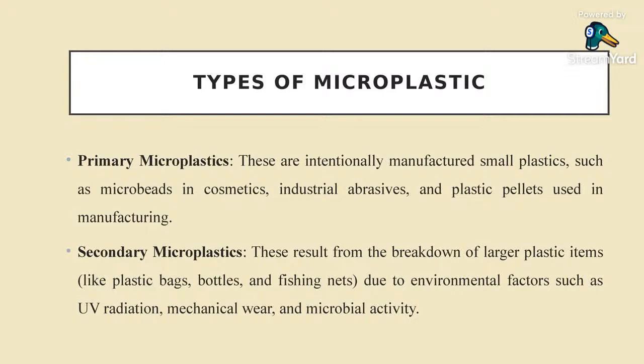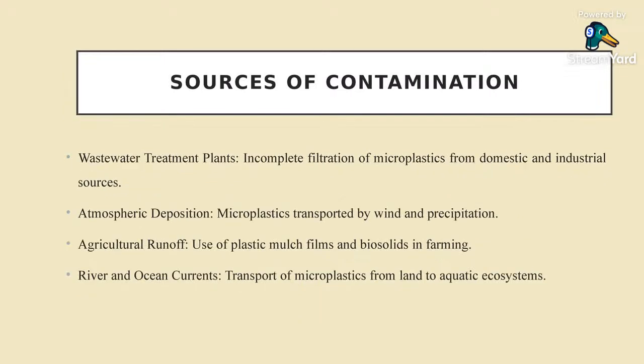The secondary microplastics result from the breakdown of larger plastic items like plastic bags, bottles, and fishing nets, which we already know take a lot of time to degrade, and generally we say that it is non-biodegradable. So if it persists in the environment for a longer time, then absolutely it is going to impact biodiversity in various ways. Now next, the sources of contamination.